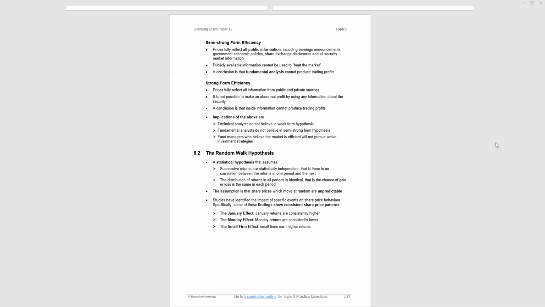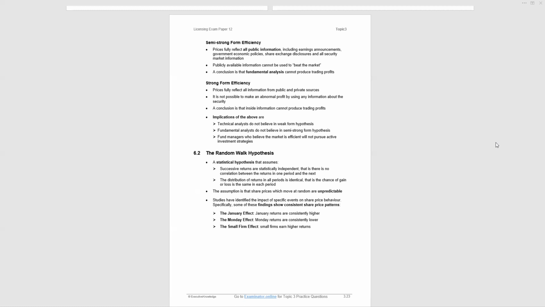But if it did, the implications from all three would be these. Technical analysts do not believe in the weak form hypothesis. Otherwise, they would not be looking at charts. Fundamental analysts do not believe in the semi-strong form hypothesis. They believe that the markets are not that efficient. And fund managers who believe the market is efficient will not pursue active investment strategies. The strong form efficiency, we can assume, does not exist.